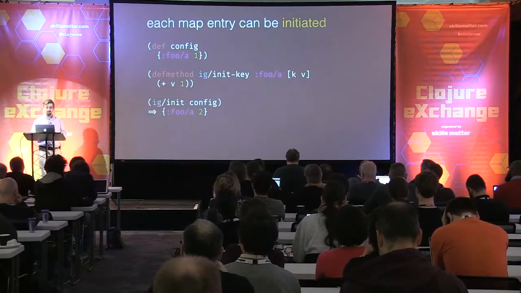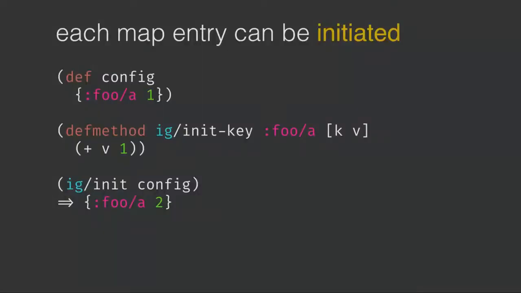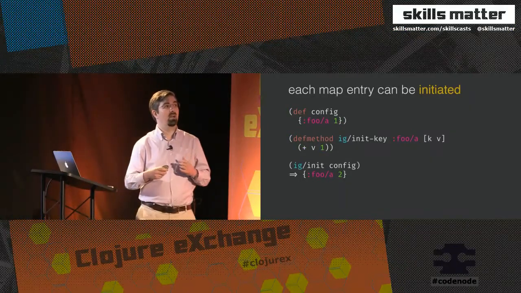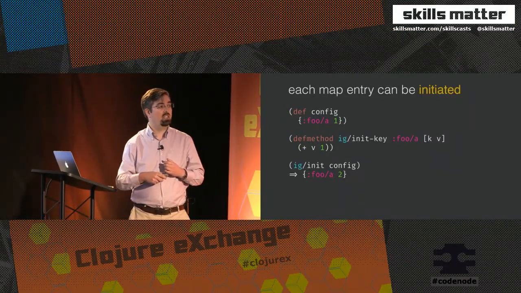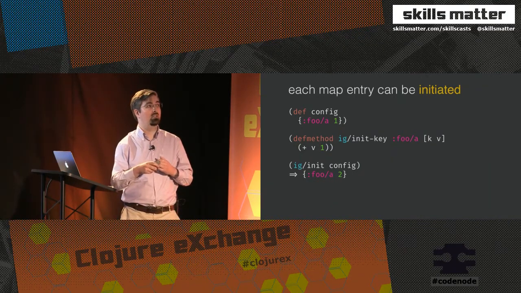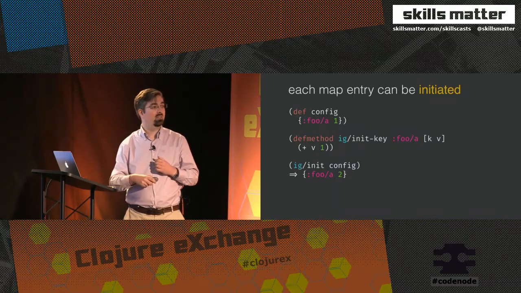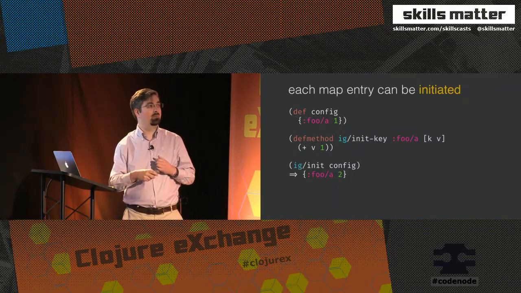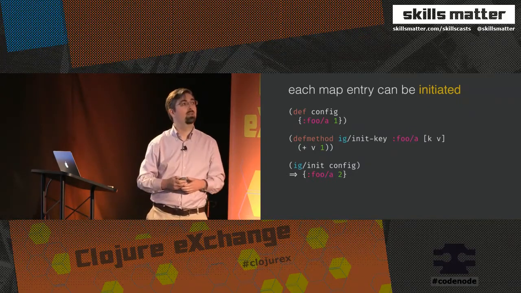The second rule is each map entry can be initiated. And initiated means it has an associated multi-method called init-key. This multi-method takes in a key and a value and returns a new value. So in this case, it just adds 1 to the value. So perhaps unsurprisingly, if we take this configuration and initiate it, it applies this init-key method to each map entry, and we get out foo/a equals 2, because we've incremented it by 1. So hopefully that should be fairly straightforward.